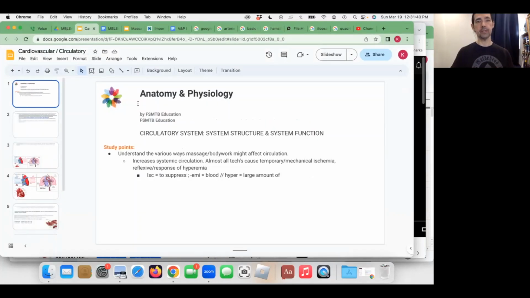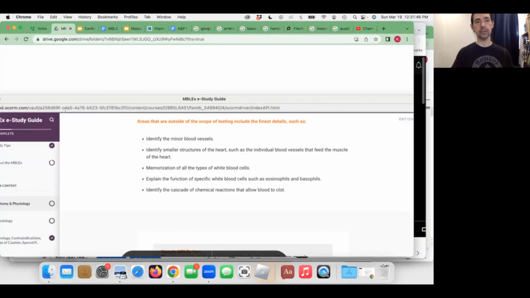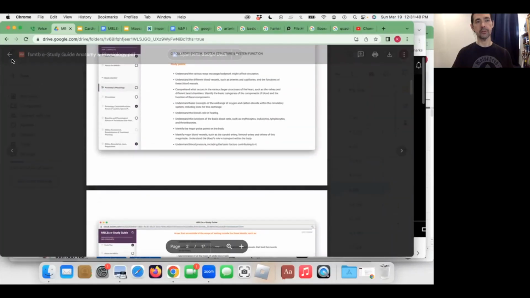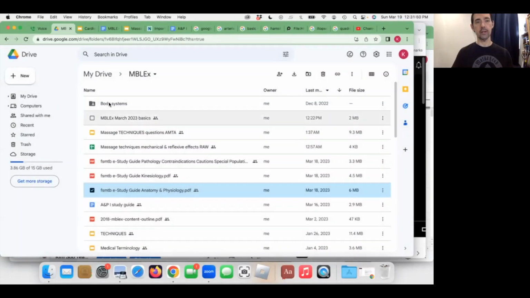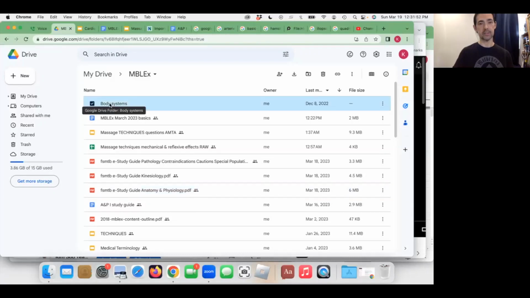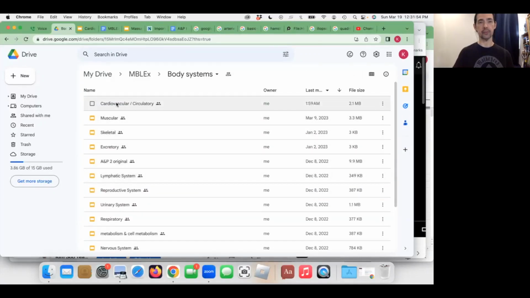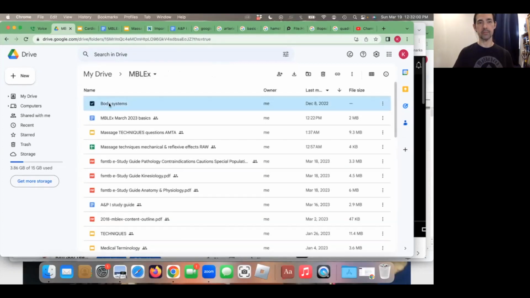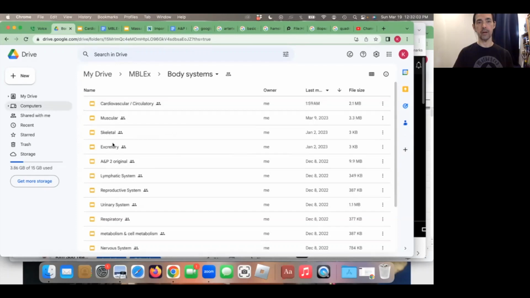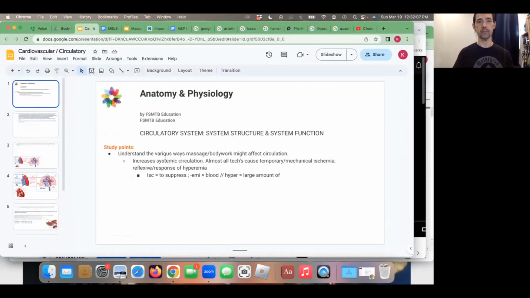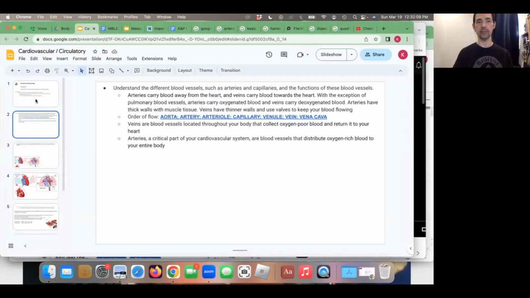If you go to your MBLEx folder on the Google Drive and click on body systems, today's presentation is in that folder, cardiovascular circulatory. So MBLEx Drive, body systems, there it is right here. Not all of these are fleshed out yet. Organization is tough.